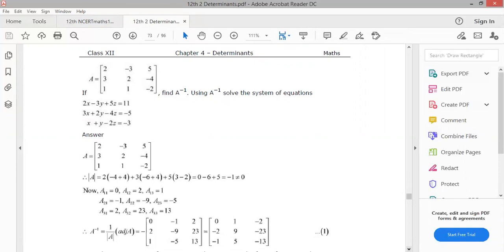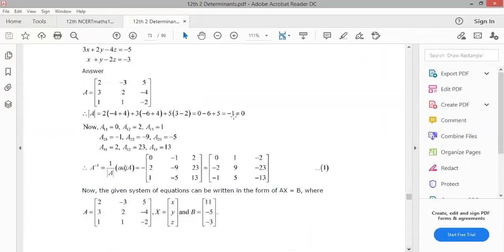So A is this. First of all, we'll find the determinant of A. Determinant of A is equal to minus 1, not equal to 0. After that, we will find A inverse, which is equal to 1 by determinant of A into adjoint of A. So 1 by determinant of A is 1 by minus 1, which is equal to minus 1. And this is the adjoint of A. You know how to calculate the adjoint. Multiplying this minus inside the matrix, it gets multiplied to every element of the matrix. So we have this as the inverse.